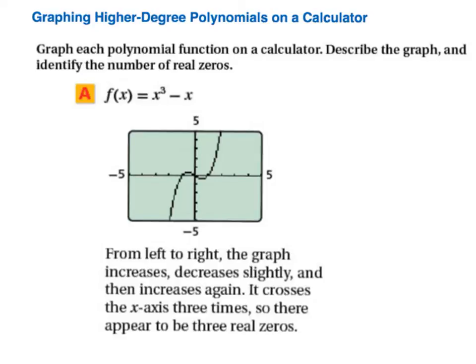Graph each polynomial function on a calculator, describe the graph, and identify the number of real zeros. So you can graph this one on your calculator. Just go to y equals and clear out anything that's in there. I'm doing it on the screen in the back if you have any questions about what I'm doing. Go to y equals, clear out anything you have in there. And then into y1 you can put x to the third power and then minus x, just as it appears on the screen.